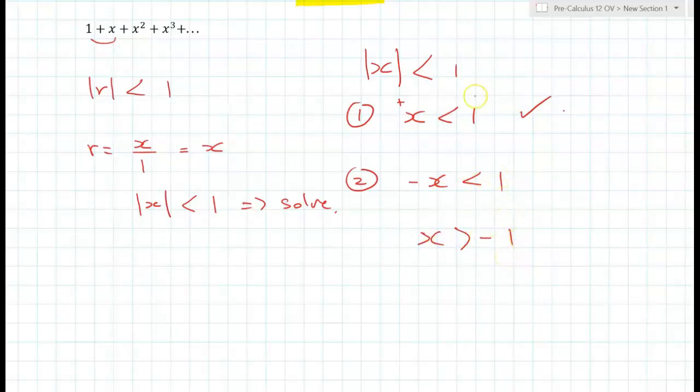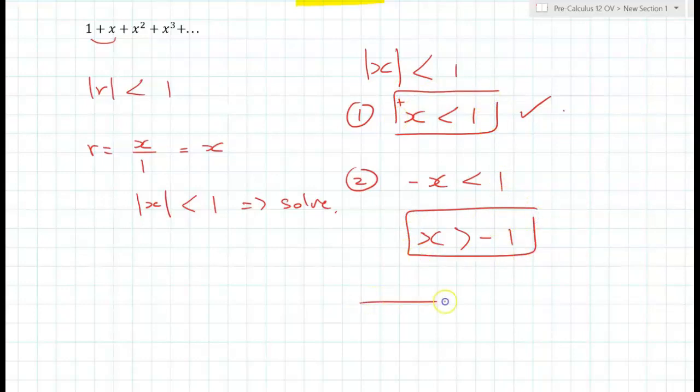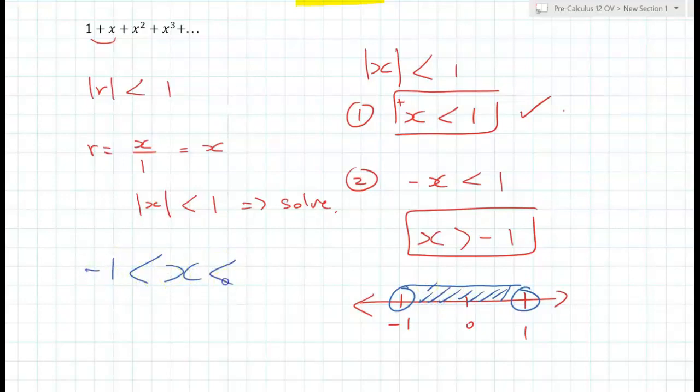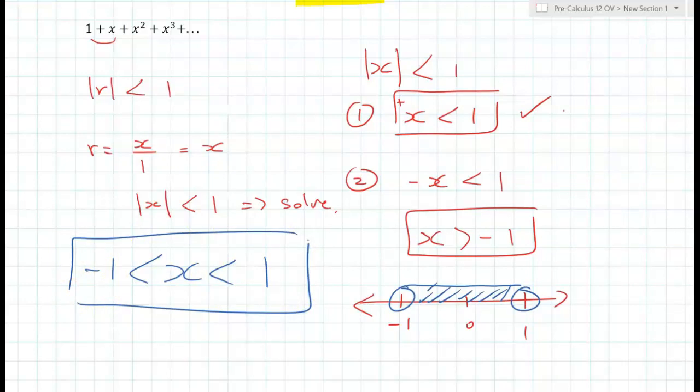And then between the two we need to make sure we put them together. So on a number line we put them together. This is negative 1, that is 1, that is 0. So what we are looking at is all the values in between negative 1 and 1, not inclusive. So that means that's the answer. The way you write it is like that. And these are the only values of x that make this infinite geometric series have a sum.